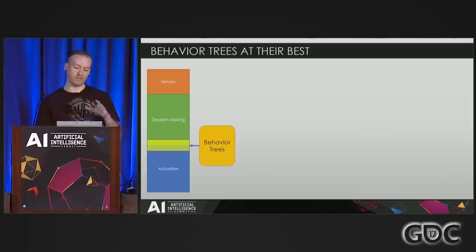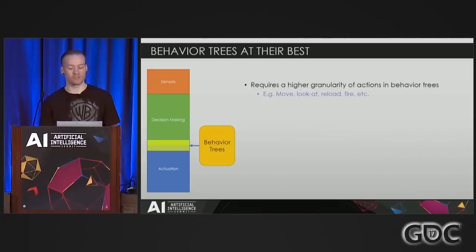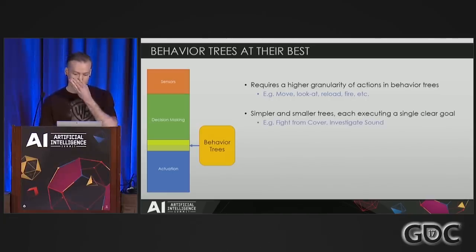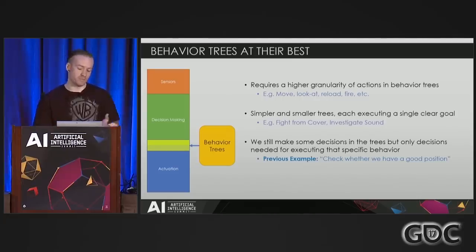If we work under this conception of simpler execution trees, we need a higher granularity of actions. We need actions that are more like move, look at, reload, fire. I've seen implementations of behavior trees where the actions are a little more coarse, like fight from position, fight from cover, where you're using a behavior tree like a decision tree for the most part. So we want simpler and smaller trees, each one executing just a single goal. We also need to make some decisions in the tree, as I mentioned. For example, we'll decide whether we have a good position or not.